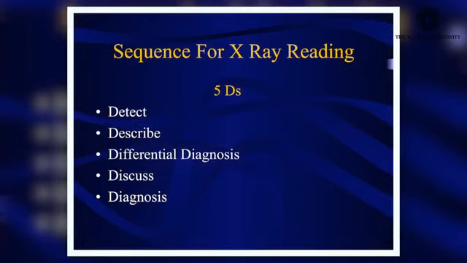Another sequence for reading is detect. So find out what is abnormal, then describe it. So these are called 5 Ds. Give a differential diagnosis, discuss the differential diagnosis. The purpose of discuss is to narrow down the differential and then come to a single diagnosis.